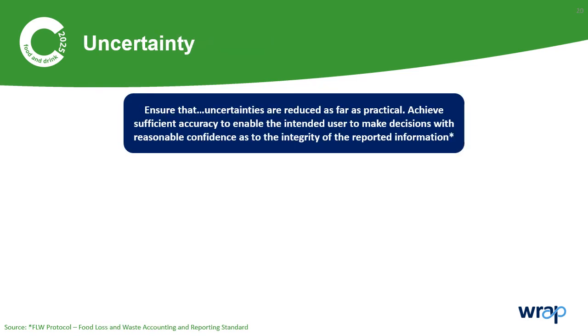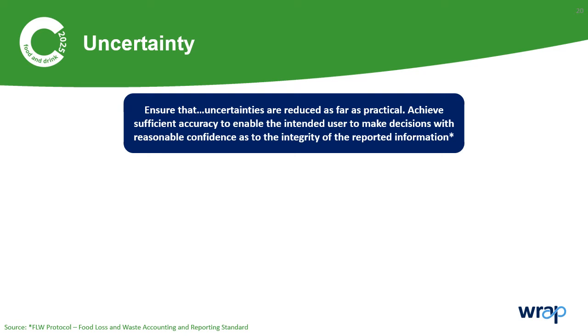Okay, when it comes to accuracy, you should be trying to understand any uncertainties in your data. The principle of accuracy from the Food Loss and Waste Standard says that it's important to ensure that uncertainties are reduced as far as practical. So your goal should be to achieve sufficient accuracy to enable you to make decisions based on the data, essentially. The data needs to be accurate enough to drive some of your decisions and to give you confidence that you're making the right decisions.